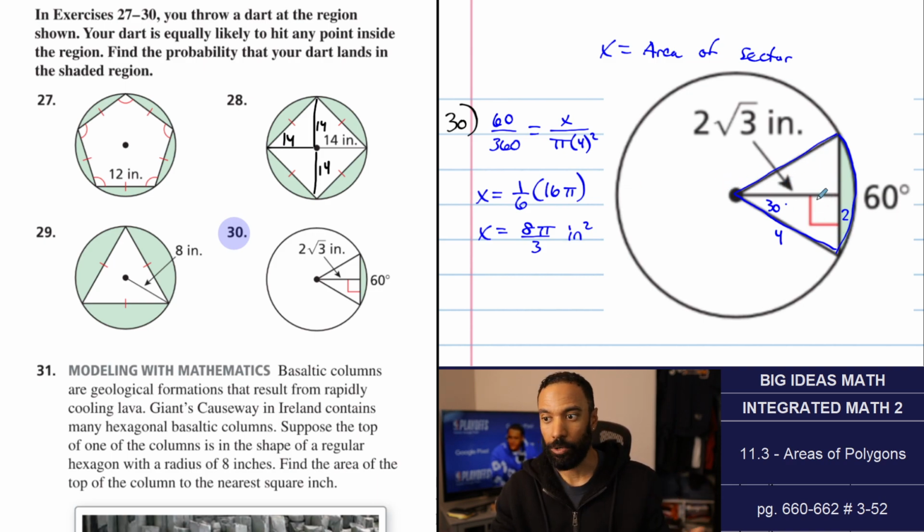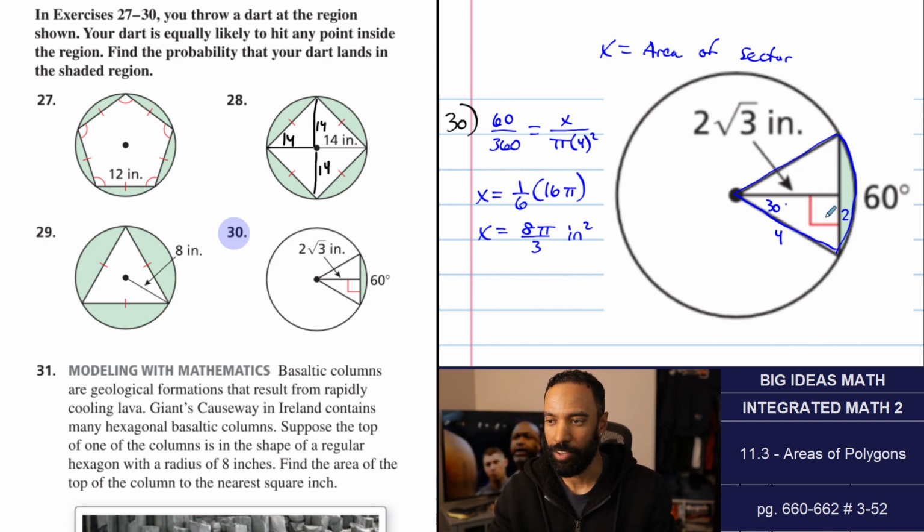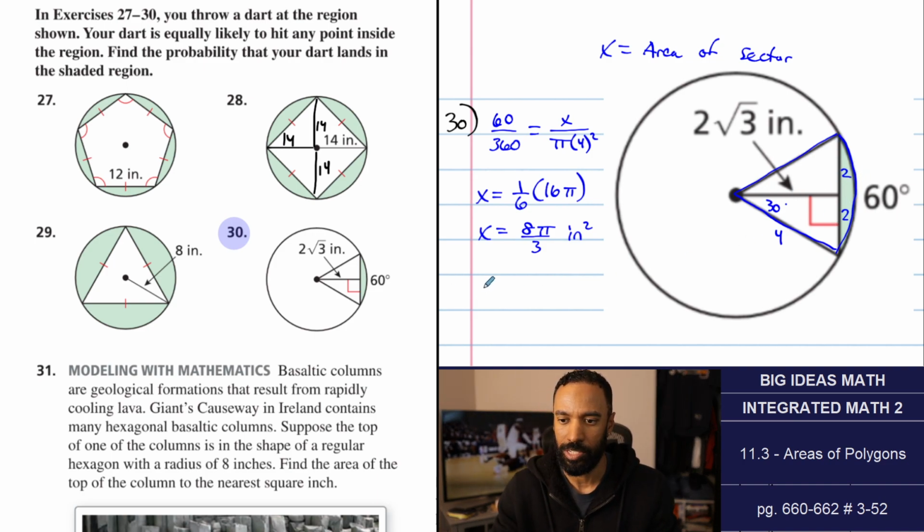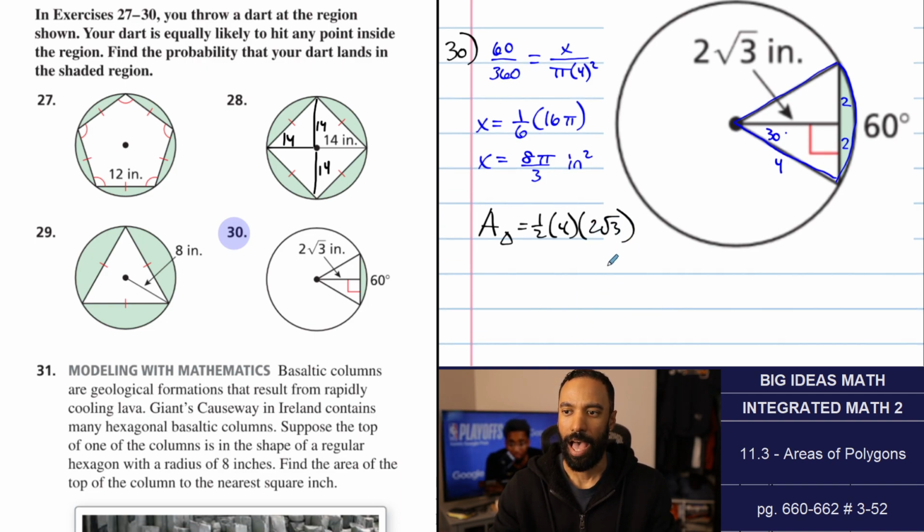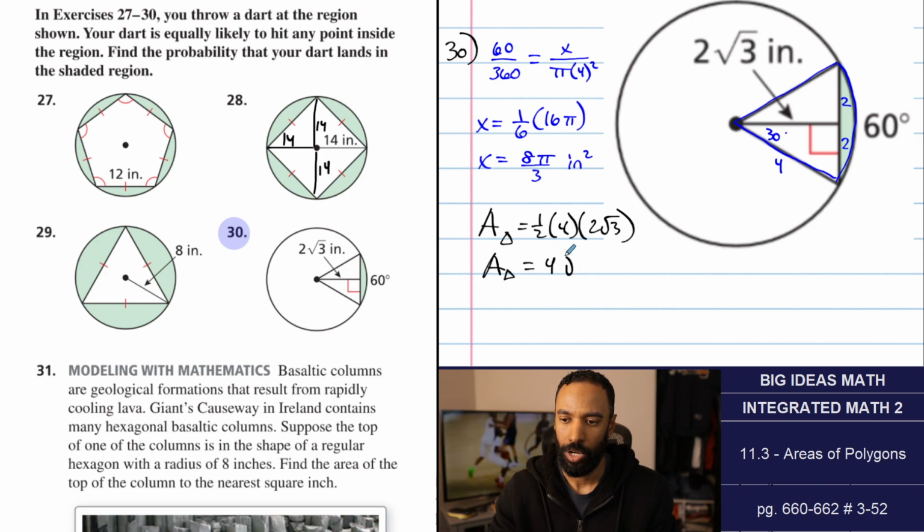This is not an equilateral triangle. I could do, I guess, an apothem times perimeter thing, but I'm going to do 1/2 base times height. I'll make the apothem the height of the triangle. 2 of these 2's is a 4. That makes the base. So area of triangle is 1/2 base times height. Half of 4 is 2 times 2 root 3. We get 4 root 3 square inches.